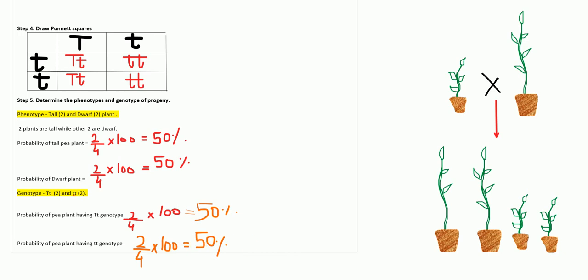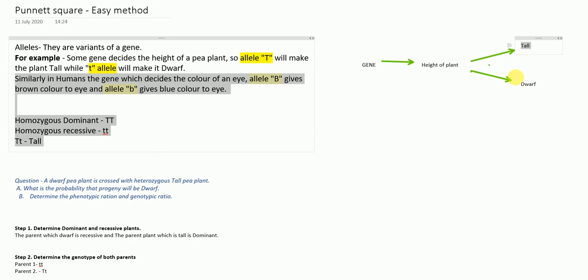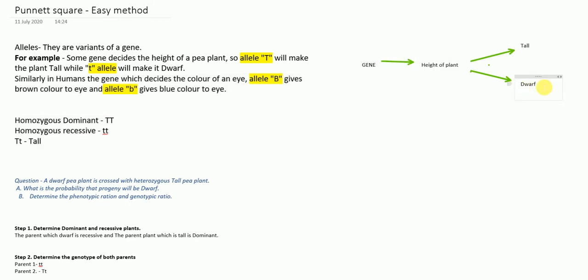So let's summarize the whole video. So in this video we understood what alleles means. Alleles are the various forms of a gene. Genes are the sequences which give a physical characteristic to an organism. For example, a gene can give height to the plant, and this height can be of two types, tallness or dwarfness. A tall plant will have a capital T allele, and the dwarf plant would have small t allele.